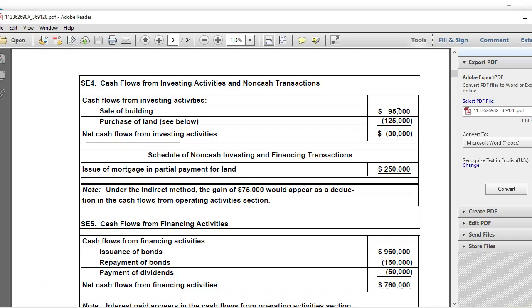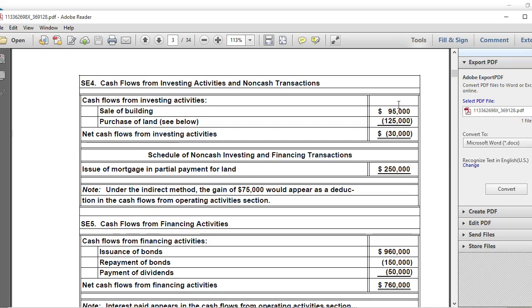Now when we're dealing with non-cash items, when we had a mortgage, we received a mortgage in partial payment for land. Does that mortgage give us cash? It increases our cash, doesn't it? An increase in accounts payable, we add it to our cash. A decrease in accounts payable, we subtract it. So under the indirect method, the gain of $75,000 would appear as a deduction in the cash flows from the operating section.